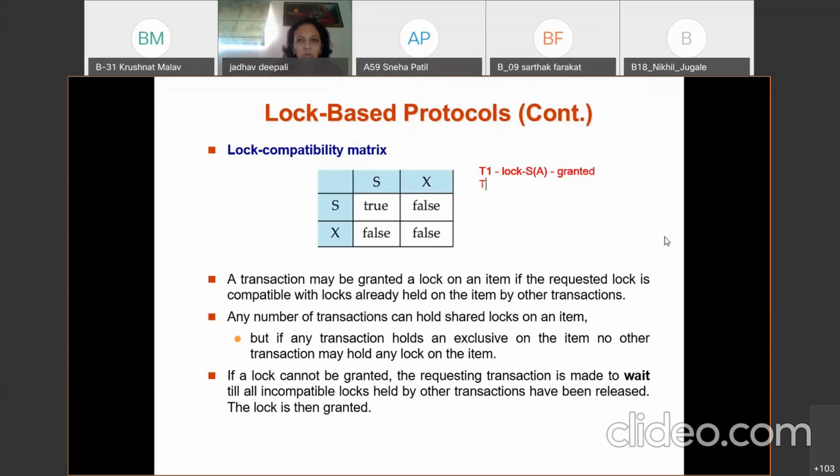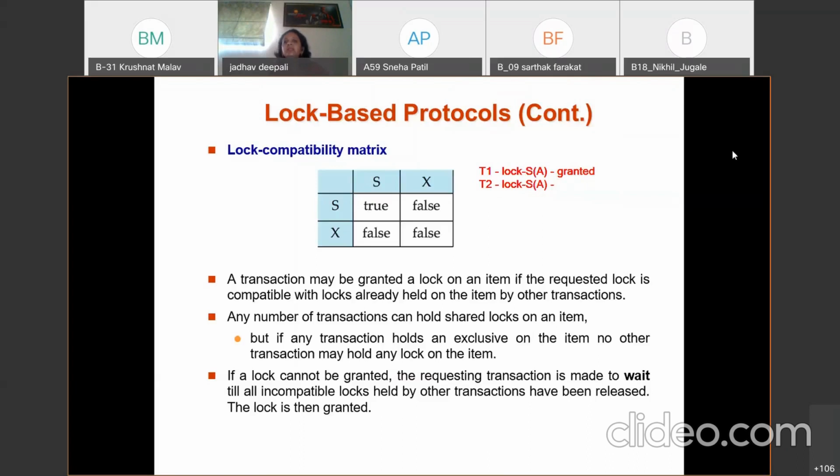Now suppose another transaction T2 requests a lock S on data item A. Whether it is granted? Yes or no? You understood my question? First, we start with the transaction T1, which requests a lock on data item A in shared mode. And no other transaction is using A, we consider, and that's why it is granted. Now, after transaction T2 requests a shared mode lock on the data item A, whether it will be granted by concurrency control? T2 makes a request to the concurrency control manager. Yes or no? Whether it is allowed?